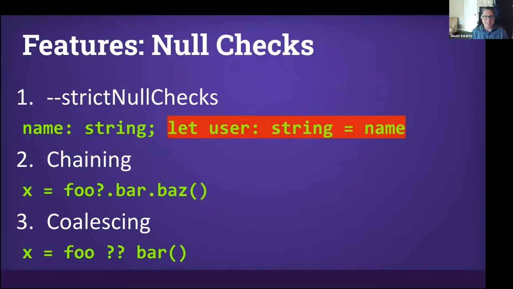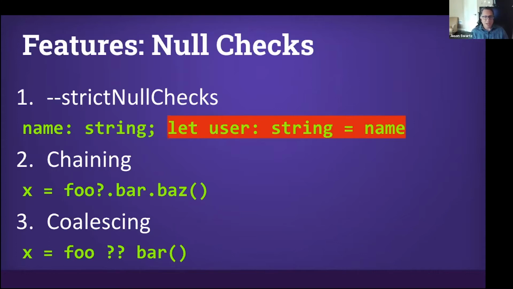Next set of features in TypeScript, null checks, which is really nice. One of the options you have for the TypeScript compiler is it can go through and figure out, well, do you have a possibly null situation here? So here's an example where I have a name variable and I'd like to assign this to another variable called user. The TypeScript compiler would then flag this if you have strict or strict null checks set and say, well, this looks like a null condition, you should probably check here.